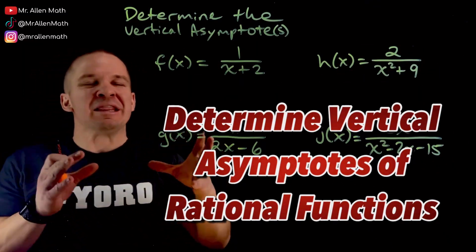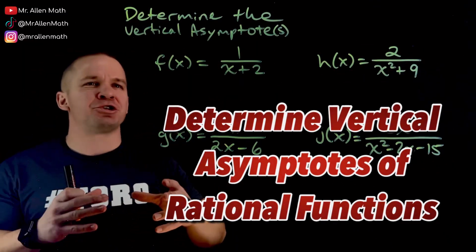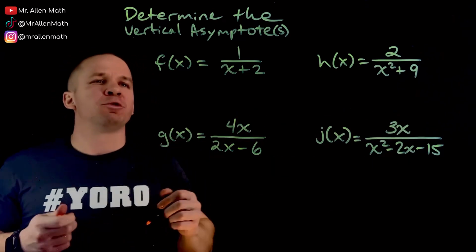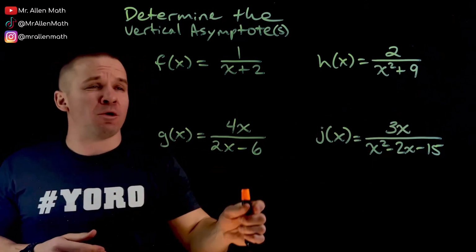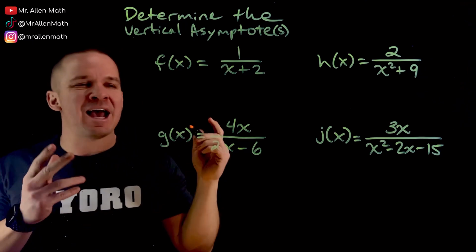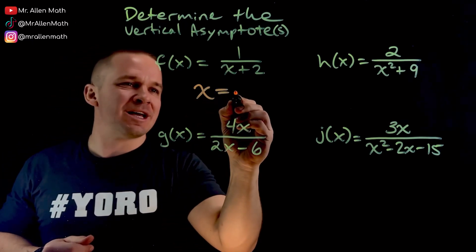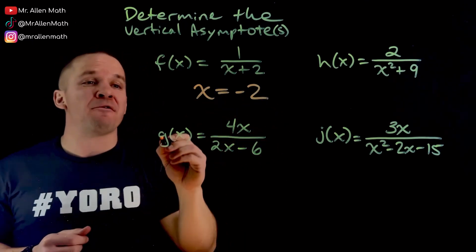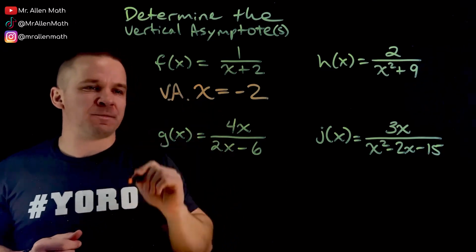We're about to determine the vertical asymptotes for these rational functions. We got f of x equals 1 over x minus 2. Well, that denominator right there tells me everything. I got x equals negative 2 is going to be my vertical asymptote for this one right here.